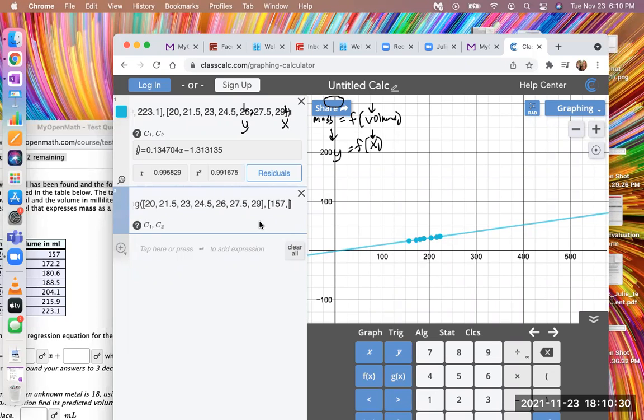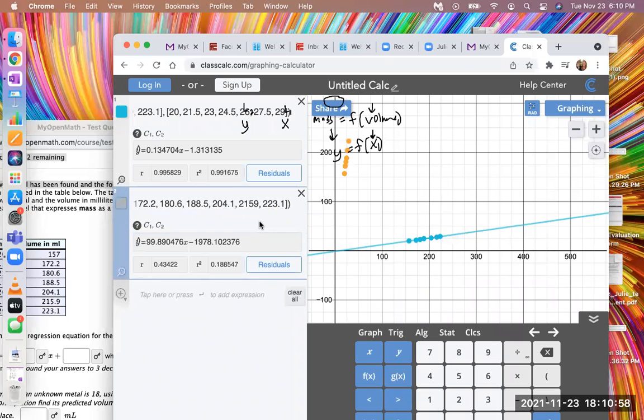$157, 172.2, 180.6, 188.5, 204. I need to get faster at the number key. Sorry guys, you can fast forward this. 215.9, 223.1. Okay.